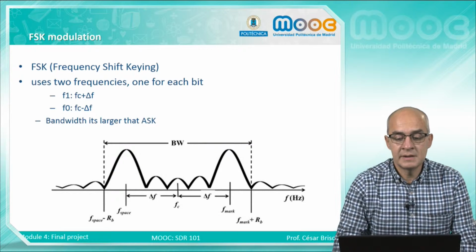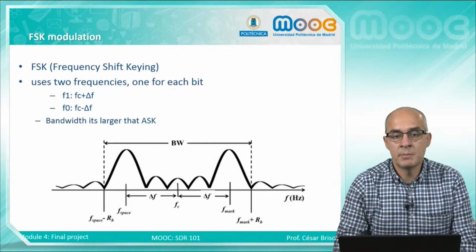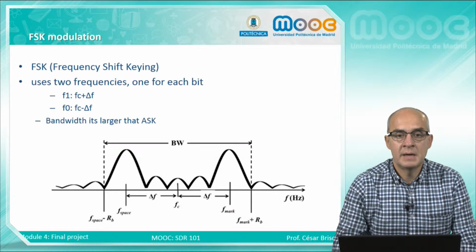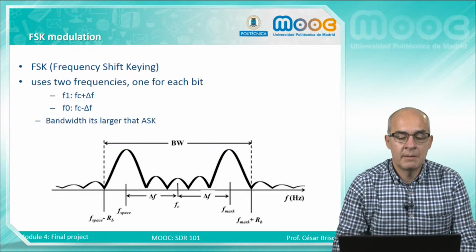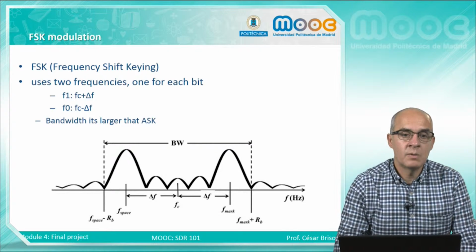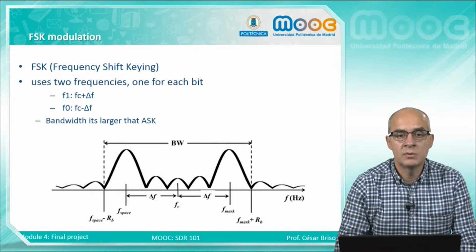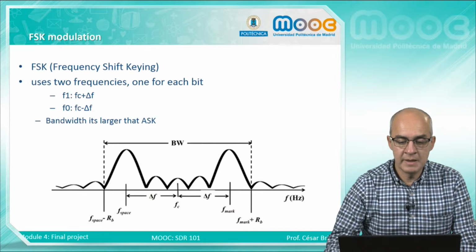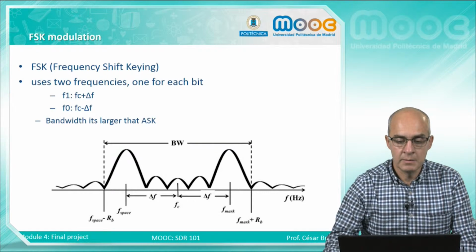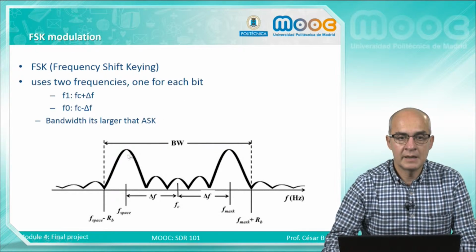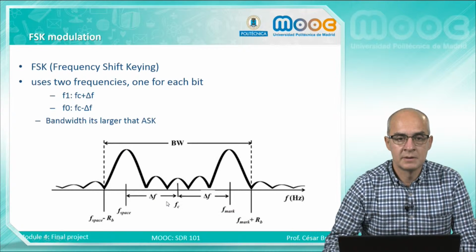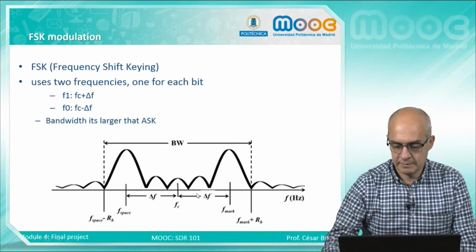The advantage is that this modulation is easy to demodulate and it has very high reliability, but the bandwidth is larger than the other one we saw, amplitude shift keying. This will be the spectrum of a frequency modulated signal. It has two main lobes separated by the frequency deviation. So the bandwidth is a little larger than 2 times the frequency deviation.